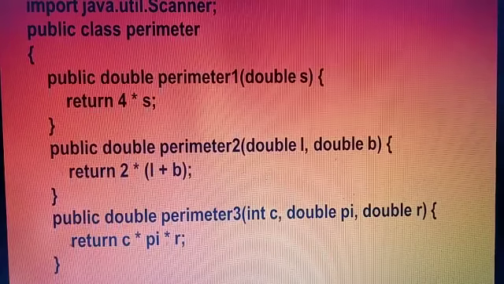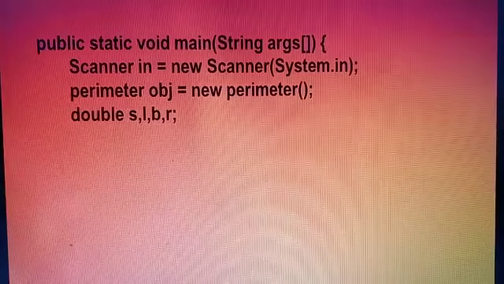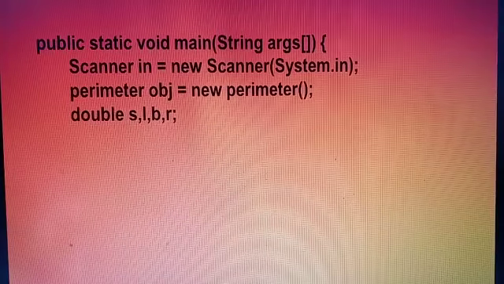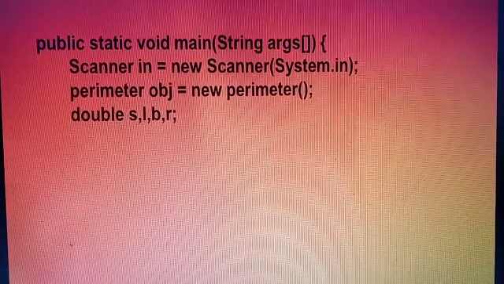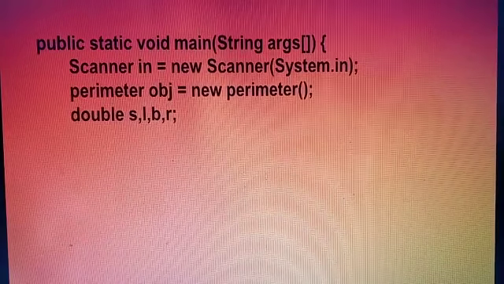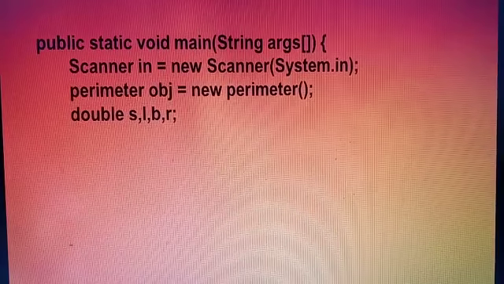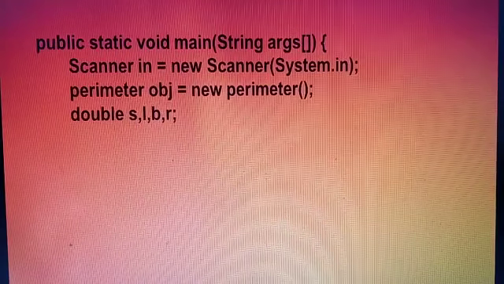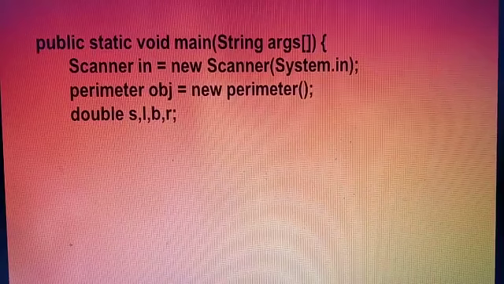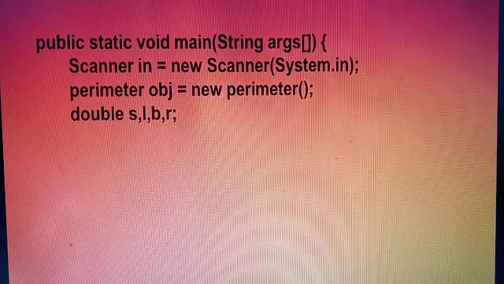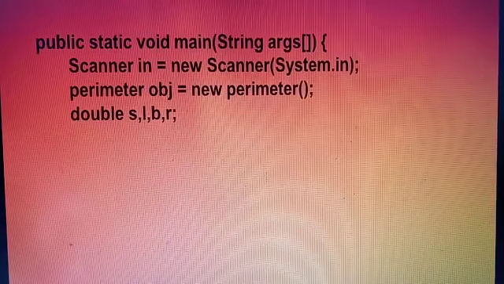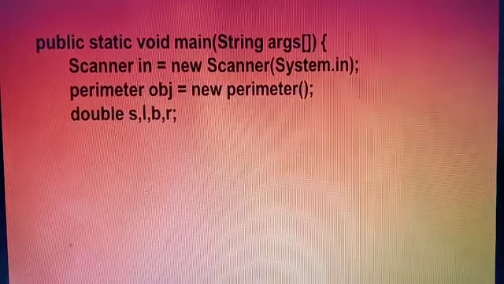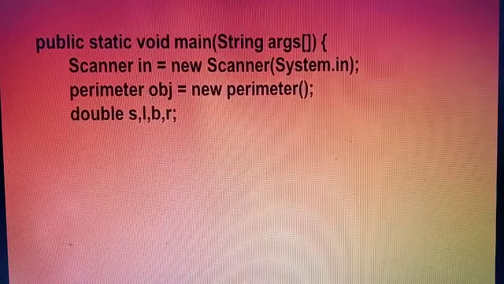Now you have to invoke a function. The same way you have to invoke a function. Public static void main, String args, you have to write. Open the curly bracket. The Scanner class we are using here. So Parameter obj equal to new Parameter. Then we take four variables of double data type: S, L, B, R, semicolon.